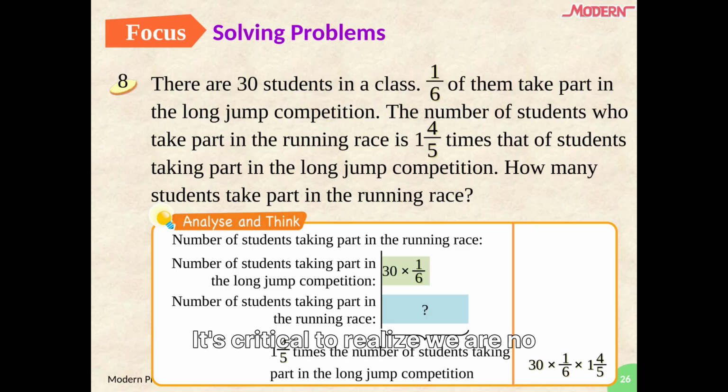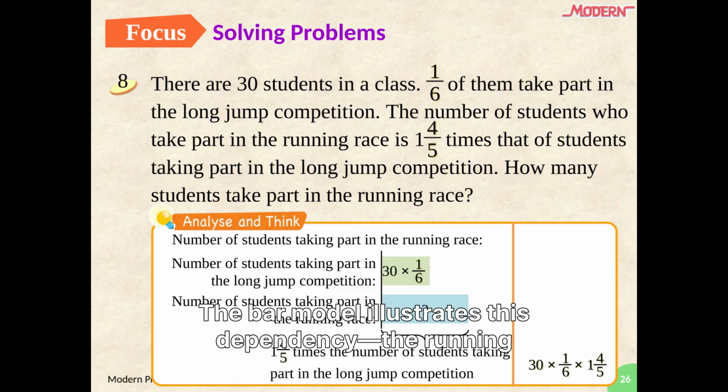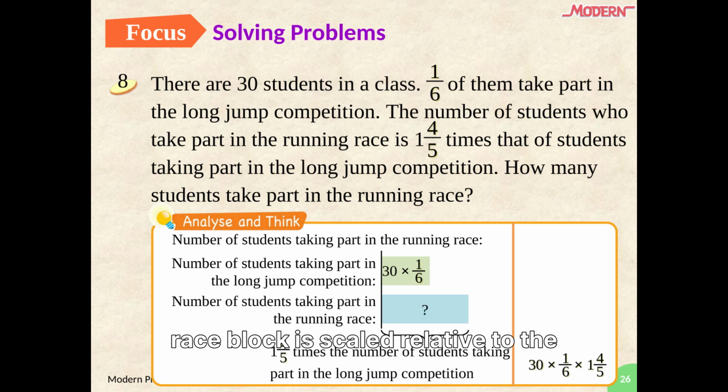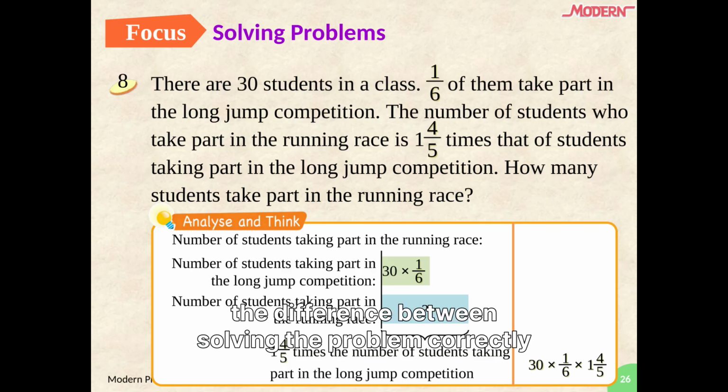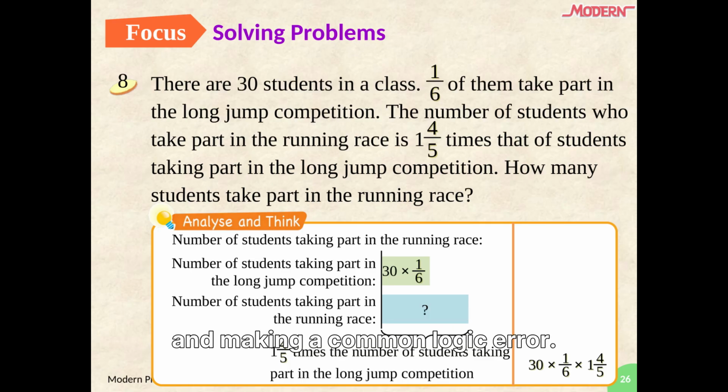It's critical to realize we are no longer using the class size of 30 as our multiplier. Instead, we are using the result from the long jump. The bar model illustrates this dependency. The running race block is scaled relative to the long jump block, not the whole class. Understanding which quantity is the reference is the difference between solving the problem correctly and making a common logic error.